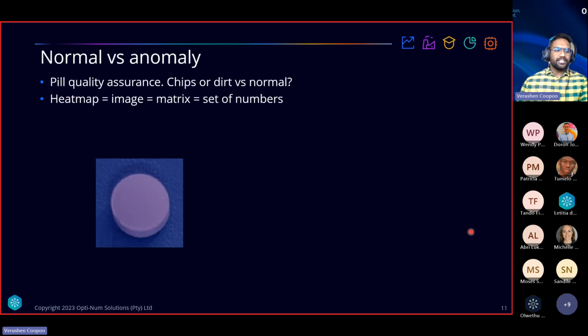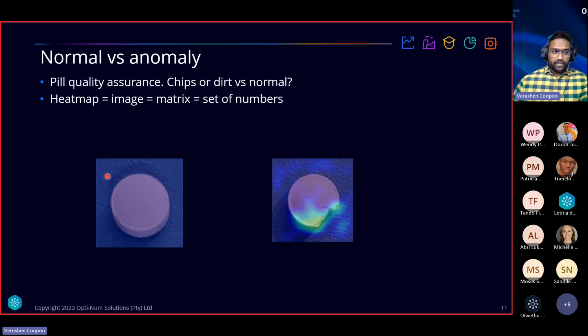And it might not actually be obvious to you that there's a heat map over this until I actually show you an example of an abnormal pill. So what you can very clearly see is that where this pill is chipped, where there are imperfections in it, there are brighter spots on the heat map. And this is indicative of an anomaly.